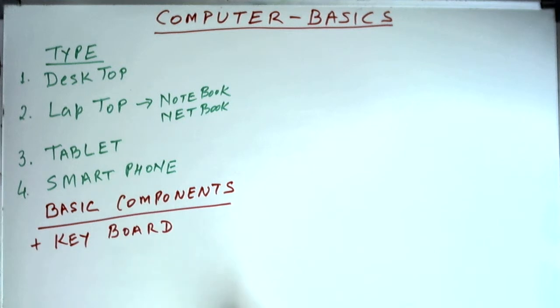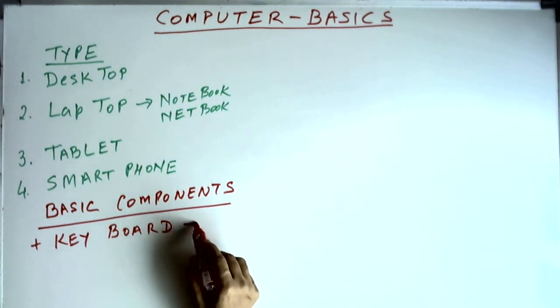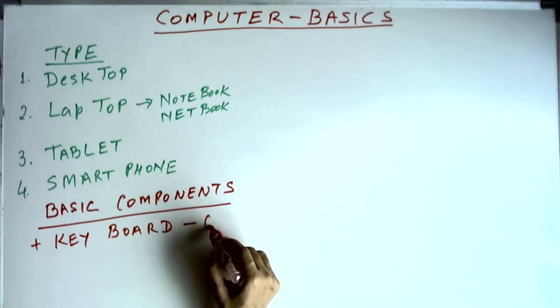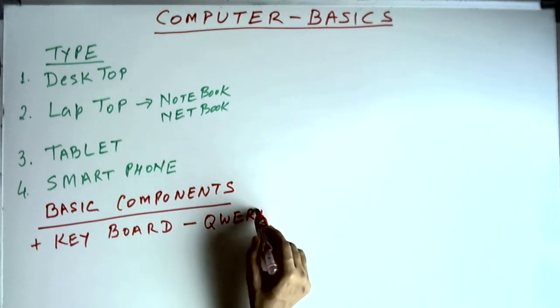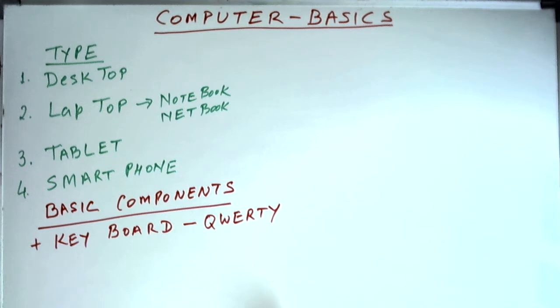This is very similar to the way the typewriter is. So it has all the alphabet keys, numeric keys, A, B, C, D. And the arrangement of the keys is also very similar to the typewriter, and this is called QWERTY arrangement. So in the first line of the alphabet, you have the keys in this order: Q, W, E, R, T, Y. That is why it is called QWERTY keyboard.